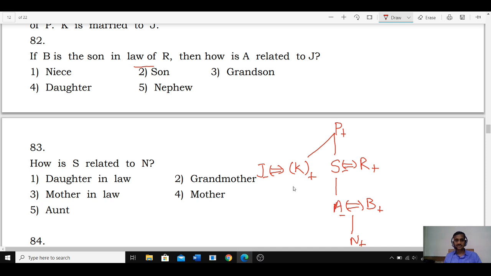How is A related to J? Niece is the answer. 82, it is the choice given. Clear? And strictly speaking, the answer is no relation.